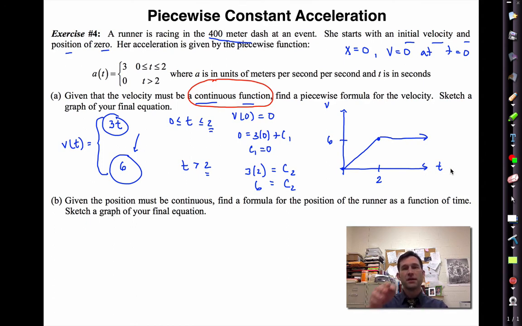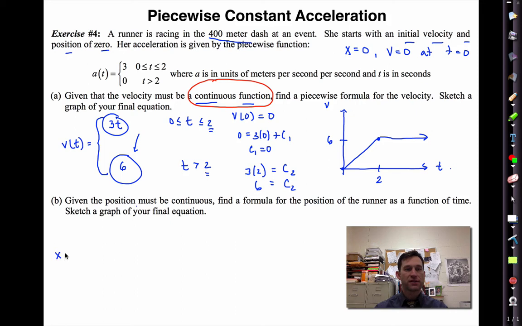So our runner speeds up, gets up to 6 meters per second, and then levels off. That's where she stays for the rest of the race. Now it says, given that position must be continuous, find a formula for the position of the runner as a function of time and graph your final equation. All right, let's do it.